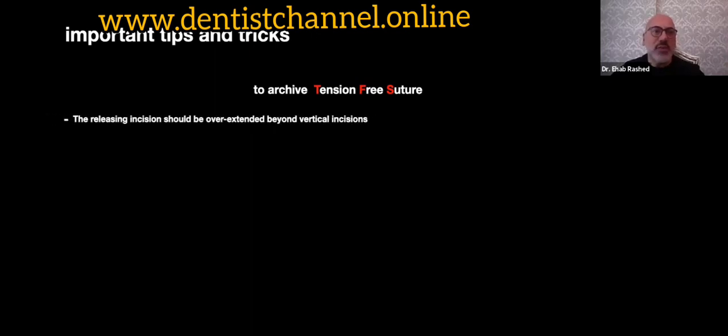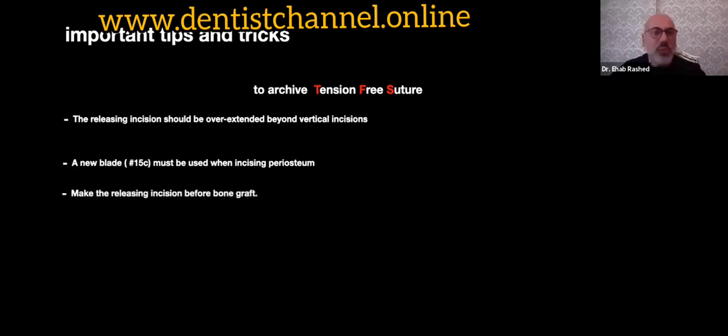If you look at the first one, it says that when you do the releasing incision, it should overextend beyond the vertical incision. We saw this in the diagram that I showed earlier, that when you do a periosteal incision, it has to extend beyond the incision that we did at the vertical, also at the incisal. We also know that we have to always use a new blade whenever you do a periosteal incision. Don't use the same blade again and again. And also we have to make a releasing incision before we place the bone graft, because we don't want to have lots of bleeding and hematoma at the site. This will disturb the healing.